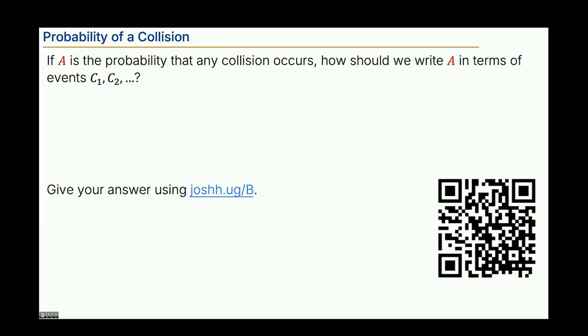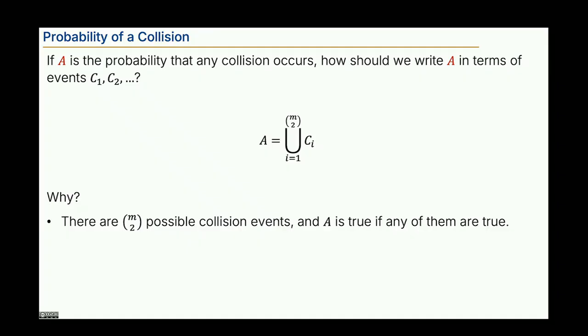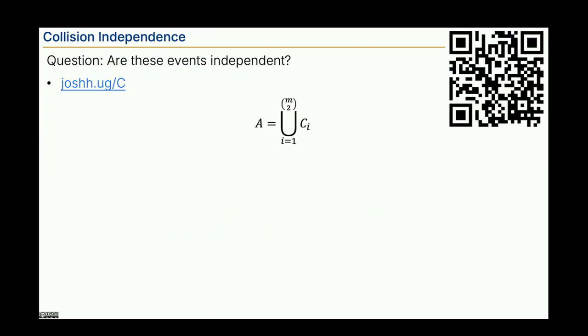Okay. I don't know what answers you had, so hopefully they made sense. What it should be is the union of all the different collision events, and there are m choose 2 of them. All right, next up. Are these events independent? What do you think? Next question. This is a little gauntlet of these questions, concentrated at once.